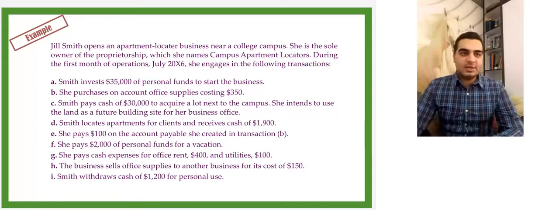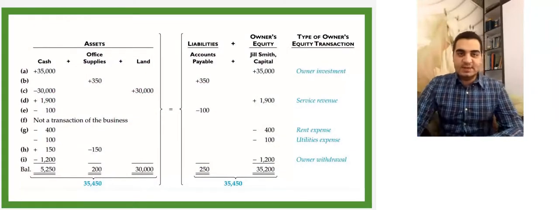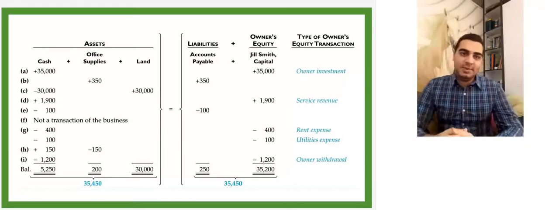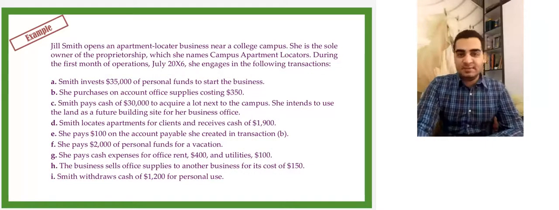For the next one, she pays $100 on the accounts payable she created in transaction B. If you remember, we had a debt in transaction B worth $350. She pays off her debts, so our cash decreases because it's a payment. And of course, our accounts payable decreases by the same amount because she paid off her debt.